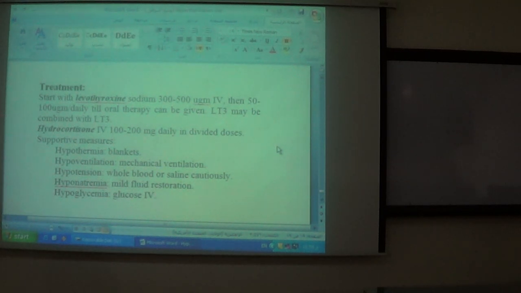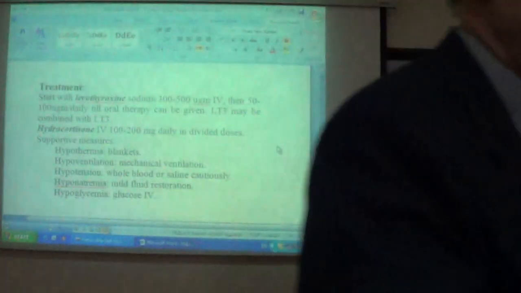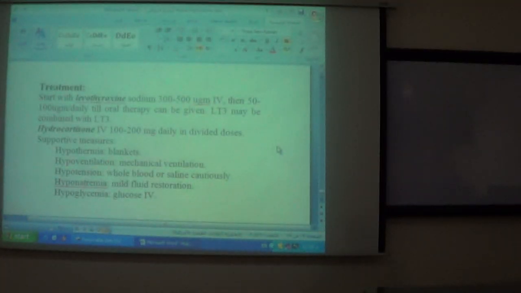For TSH, you have to remember all the time that the TSH normal value is 0.5 to 5 micro international units per milliliter. You can remember 0.5 to 5, okay? Or 0.4 to 4. This is again a normal figure. Recently, the figure decreased to only 2.5, from 0.4 to 2.5.